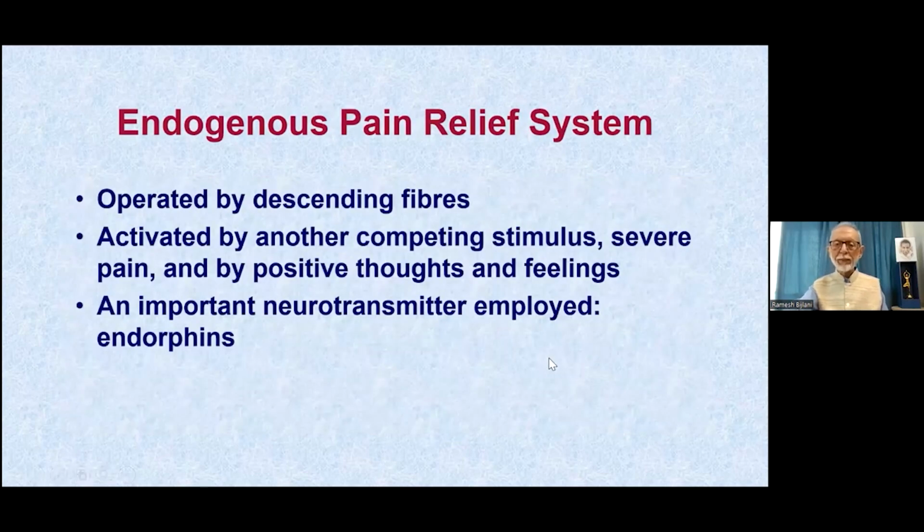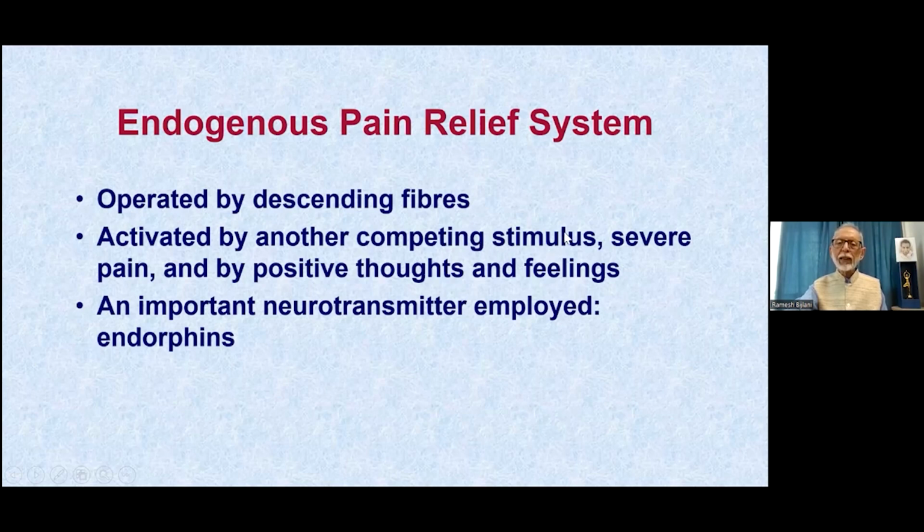Now we talked about the descending fibers. Descending fibers are of great importance in case of the painful stimuli. And there's an endogenous, that is an inbuilt pain relief system. So these descending fibers have an inhibitory influence on the perception of pain. So this pain relief system is operated by the descending fibers, and it is activated by another competing stimulus, a severe pain, and by positive thoughts and feelings.